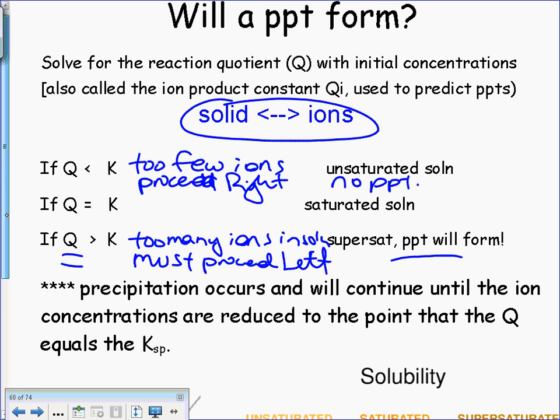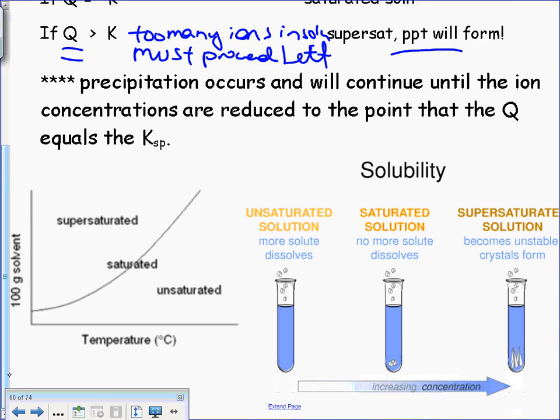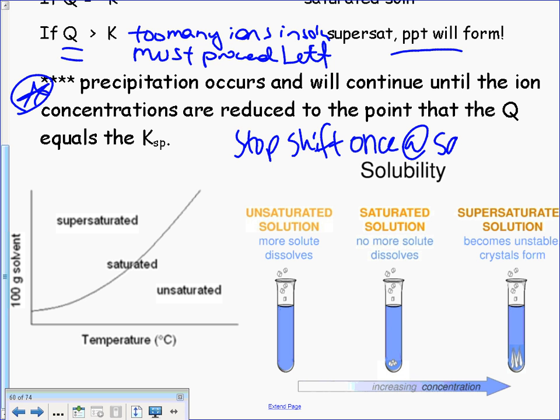So this was called the reaction quotient again. If it asks for the reaction quotient, that's what Q is referring to. This last part is giving us a bit more information on, okay, once I start proceeding left or right, when does it stop? It doesn't just go until the end. It's going to stop when K and Q are equal to one another, meaning it's going to stop shifting once at saturation. And that's why saturated solutions are very stable, because they are at their equilibrium position.